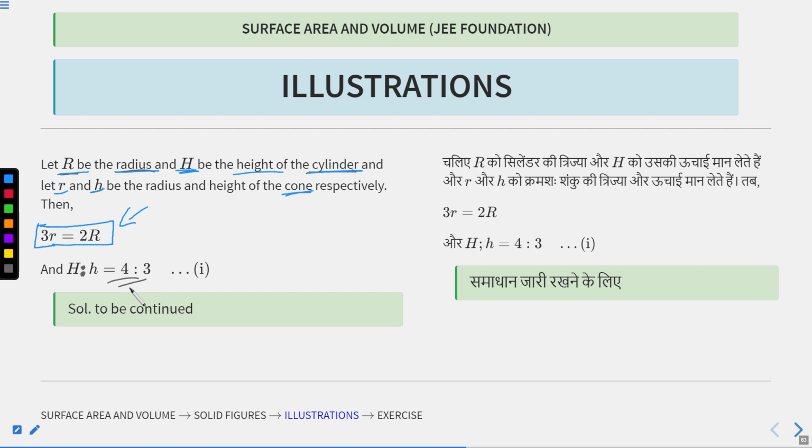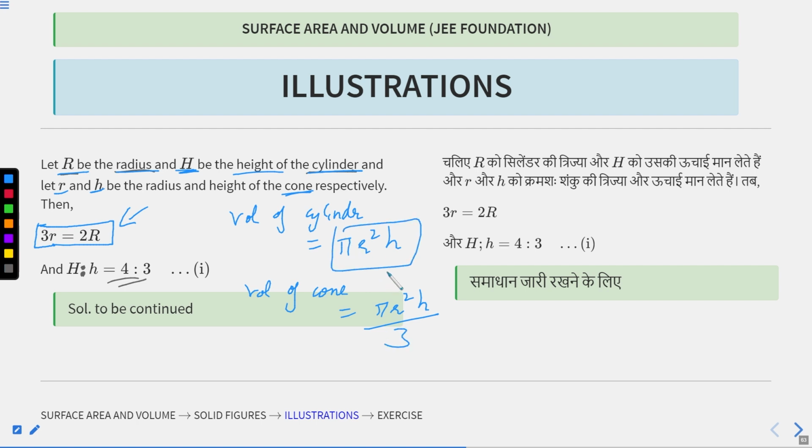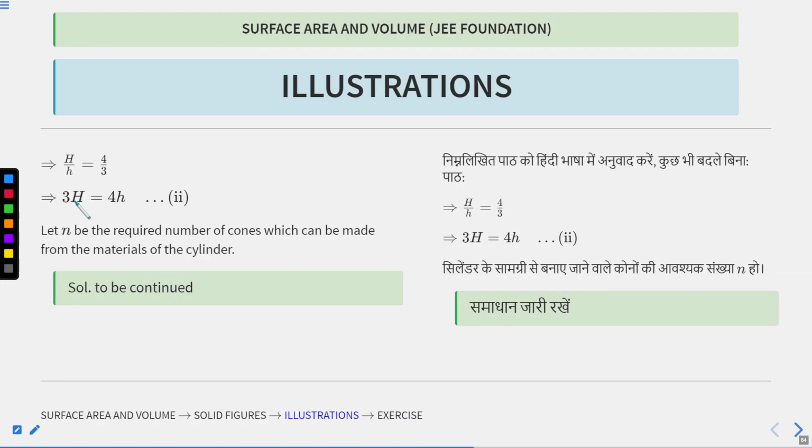Now using the formula for volume. If you recall, the volume of a cylinder, you all know, is pi r square h, and the volume of a cone is equal to pi r square h divided by 3. It is just the same as this, but divided by 3. I hope this is also clear. Now I have this piece of information.